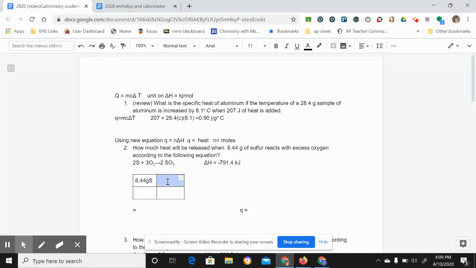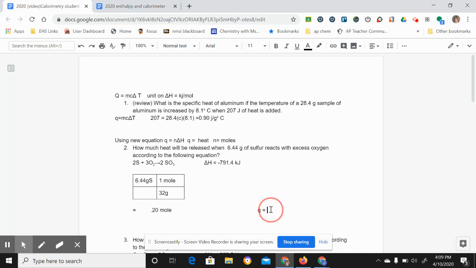And we know that this is 1 mole over, we need to get the molar mass of sulfur. And what is the molar mass of sulfur? The molar mass of sulfur is 32 grams. If you plug that in, 6.44 divided by 32, you should get an answer of 0.2 moles. Okay?